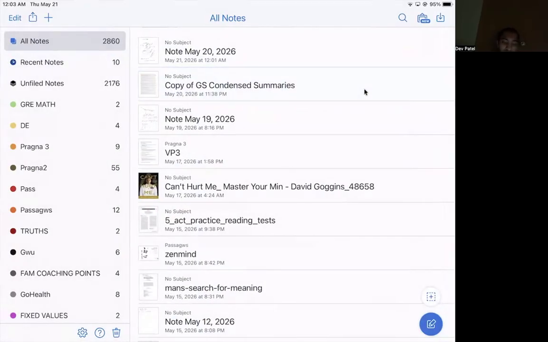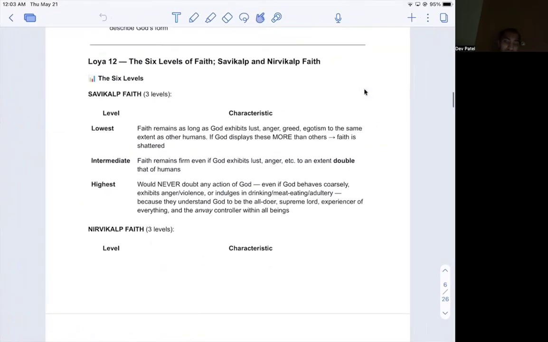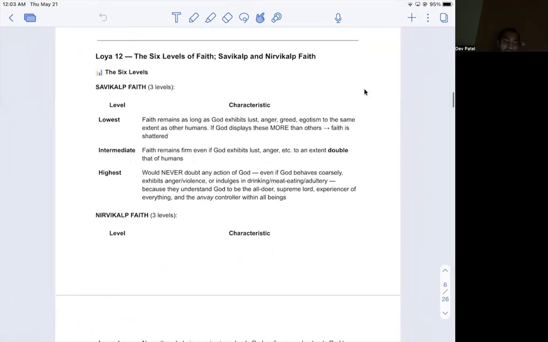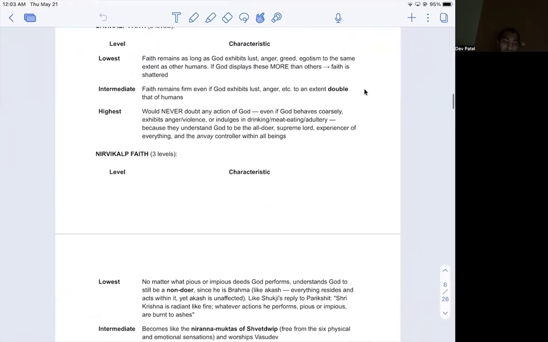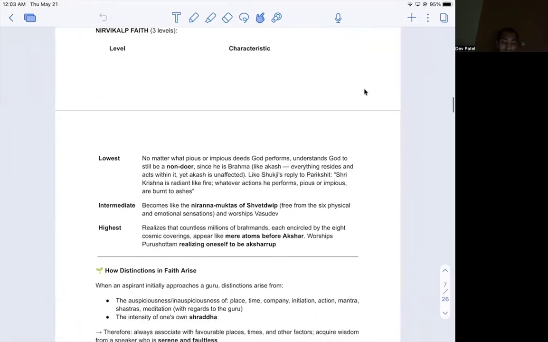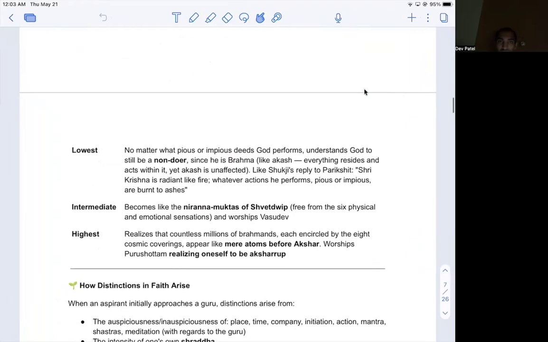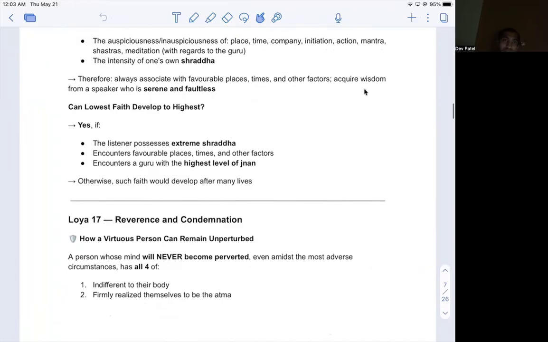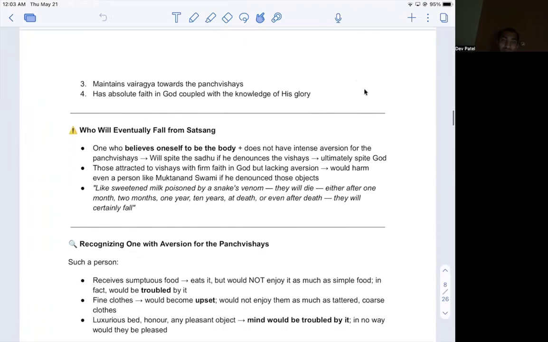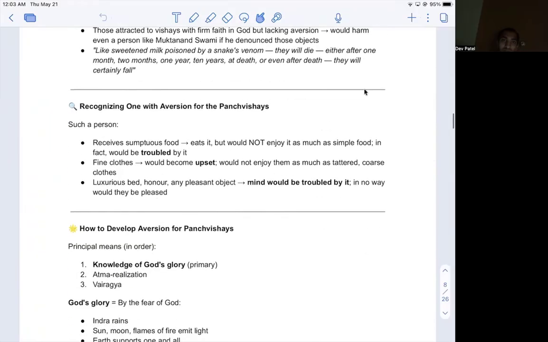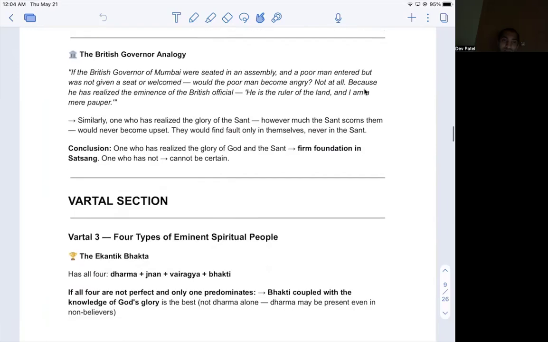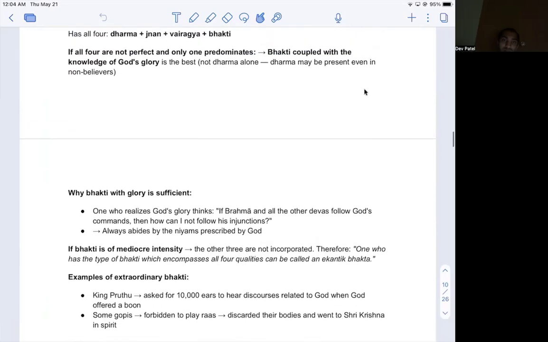Now let's quickly go over the PP3 mental models for these. L12, 6 levels of faith: Sarvikalp, Nirvikalp. Sarvikalp was always about the comparison to humans. Nirvikalp was countless millions of Brahmands, mere atoms of structure. The lowest develop highest reverence, condemnation. Eventually fall from the substance and believe oneself to be the body, aversion for Panch-vartmans. Developing aversion for Panch-vartmans, a result of understanding this glory, eminent spiritual people. Bhakti with glory is enough.